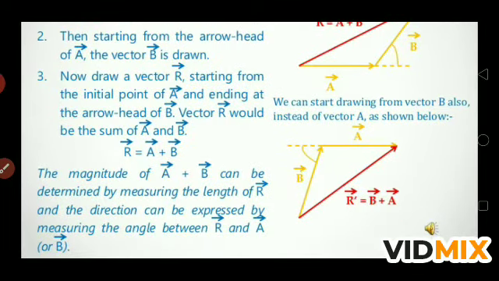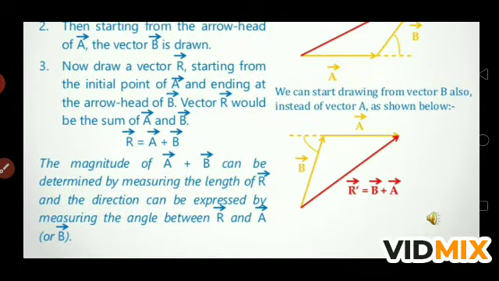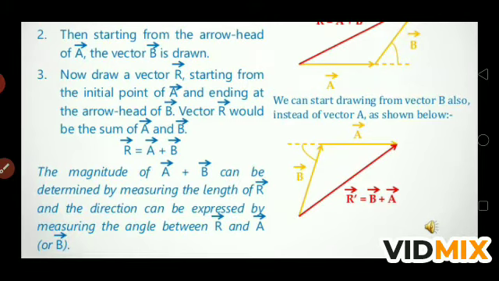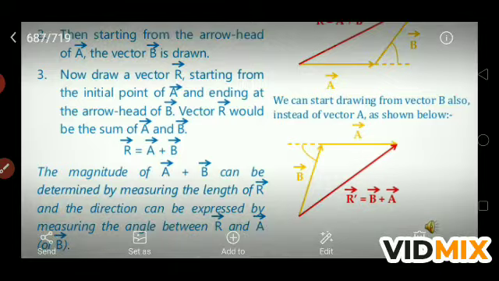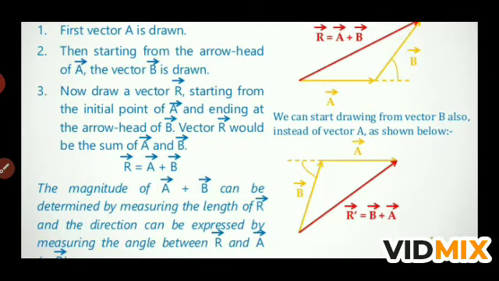Now we can draw it in another way also. If you see, we had drawn the vector a, and at the tail of the vector a we had put the arrowhead of the vector b. So this is also a plus b. Now here r dash is equal to b plus a. So two vectors can be added in this way, but the resultant will be same.